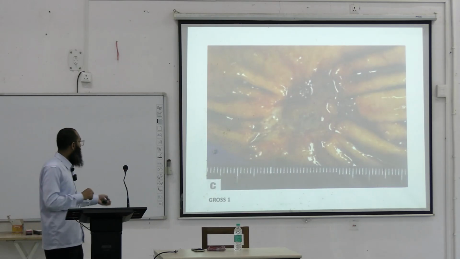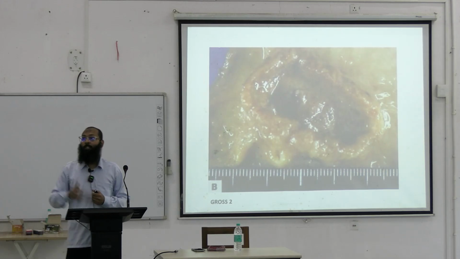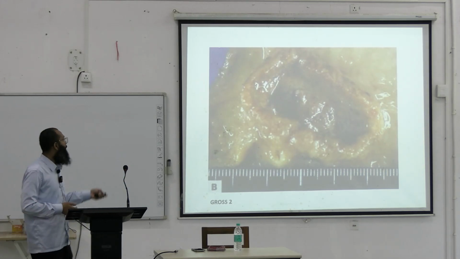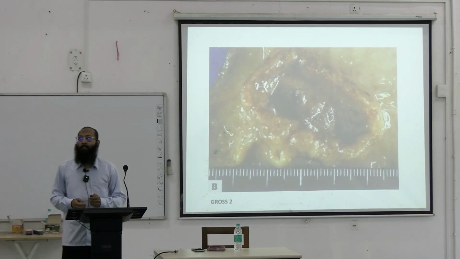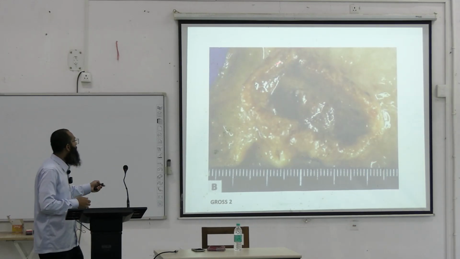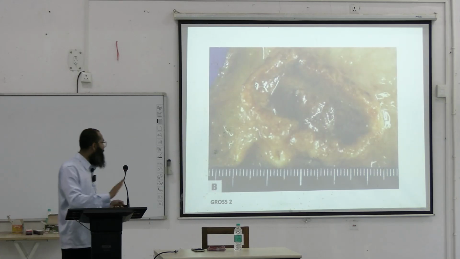Clear? Type 2, okay. Why type 2? There is an ulcer, margins are elevated, but there is no infiltration in the surrounding gastric mucosa. Clear? So it's a type 2.